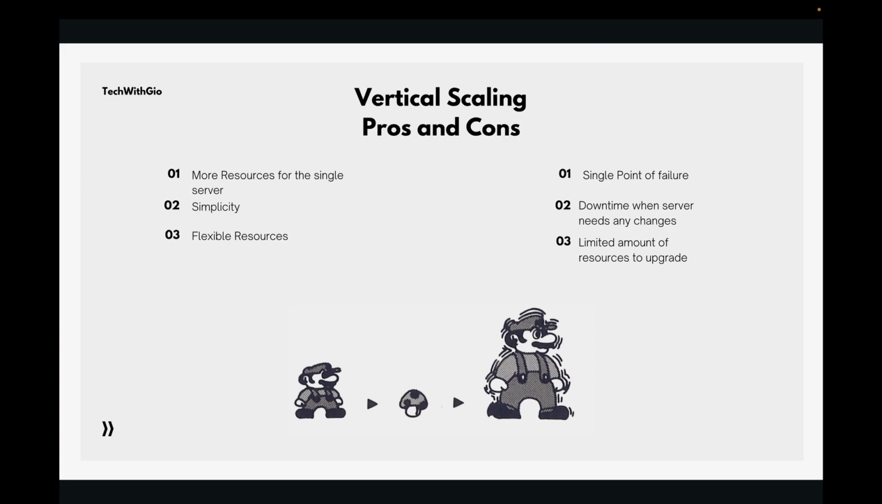But now there are cons, right? And you have to think about whether the pros outweigh the cons. So there is a single point of failure with simply just doing vertical scaling. Remember, it's just one server. So if that one server chooses to crash, you're done, right? You have to fix that one server, and while you're fixing it, everything is down because you only have one single point of failure. You only have one server.